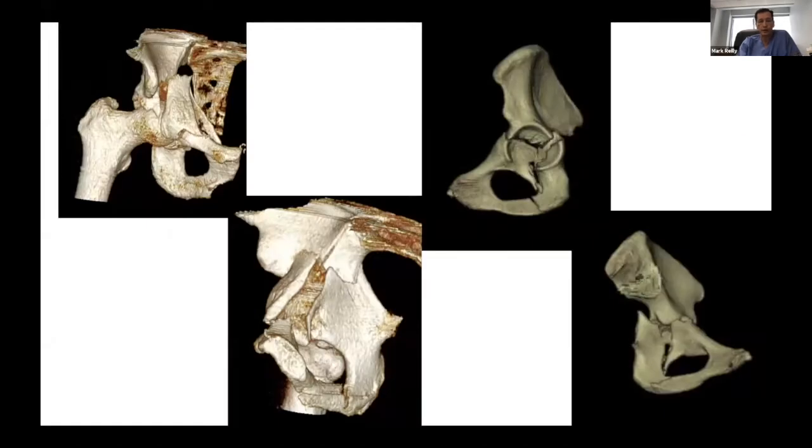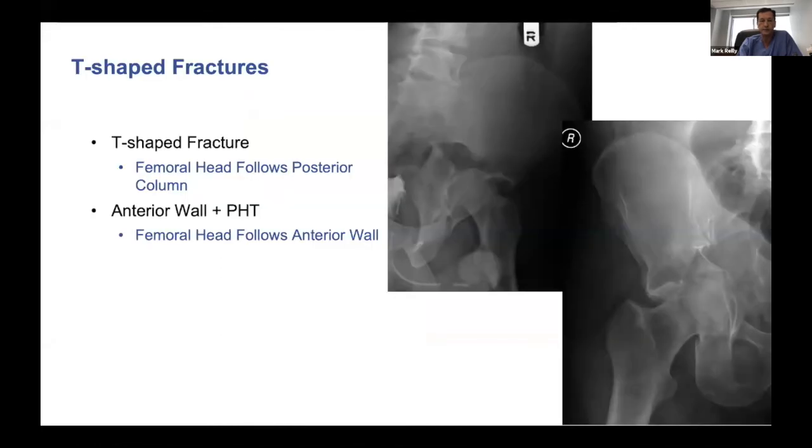This is just a quick 3D to compare the difference between the T-shaped fracture and the anterior wall posterior hemitransverse. And you can clearly see that the predominant fracture line here is the anterior wall component, and the posterior column or posterior hemitransverse is a secondary and less displaced fracture line, as opposed to the T-shaped fracture, where the primary fracture line is the transverse and the secondary fracture line is the stem of the T.